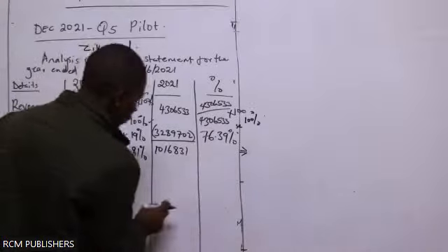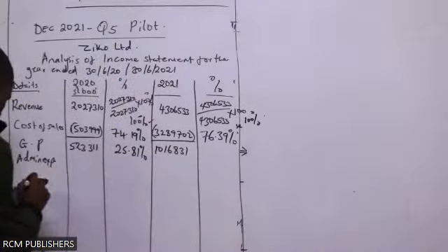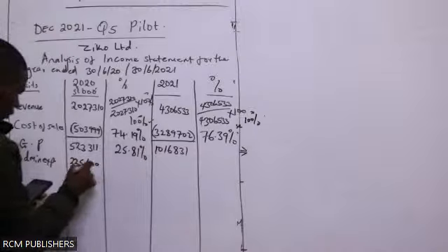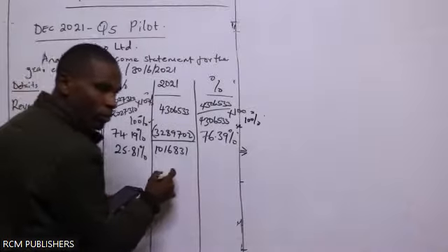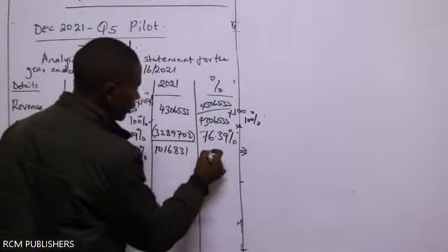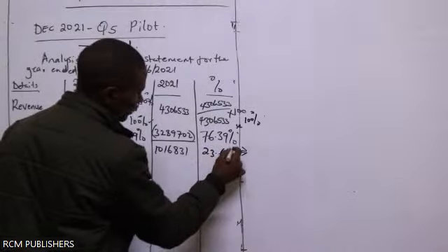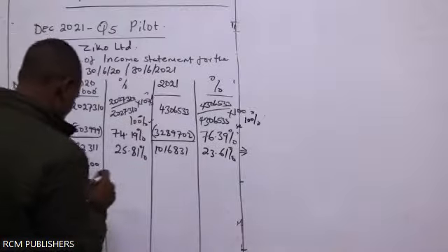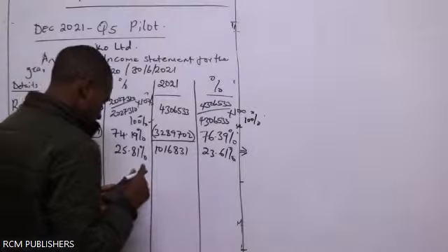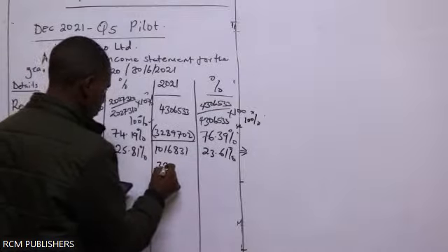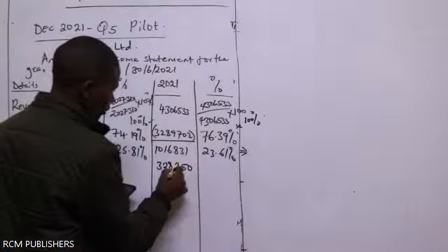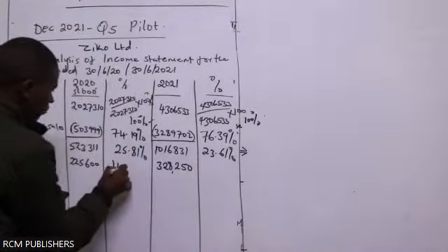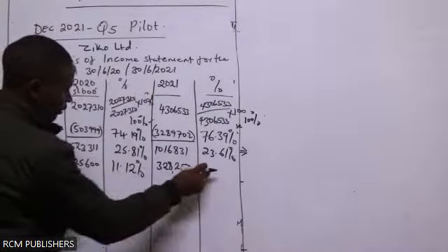What about this one? 25,600. About this one? 23.61%. We move to the admin expenses. Admin expenses, I have that 328,250. Give me the percentage. 11.12. Thank you. 11.12. What about this one?